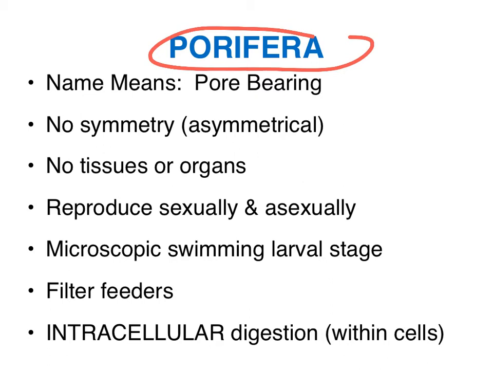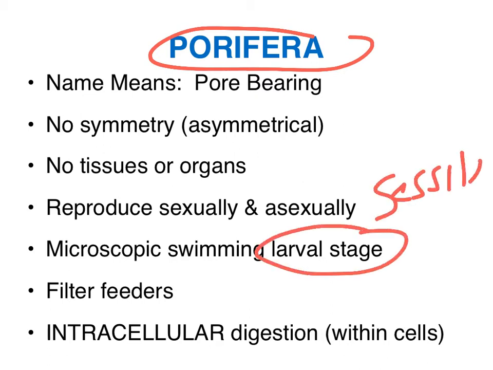Their larval stage can swim, but they do become sessile as adults. They're filter feeders, and they feed by something called intracellular digestion, in which the digestion actually takes place within the cells, unlike higher order animals we'll look at later, in which digestion takes place within developed tissues and organs.